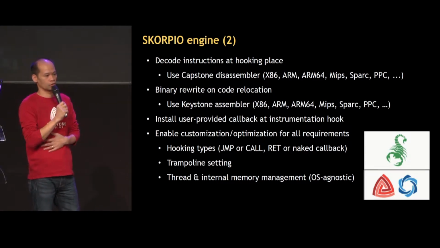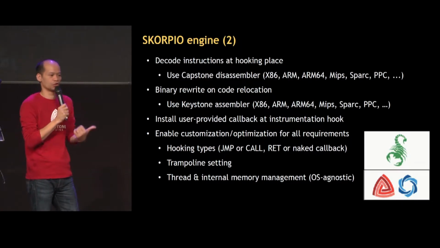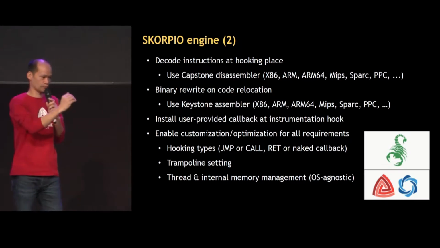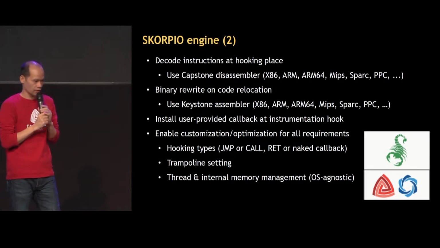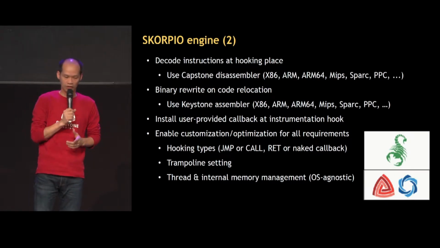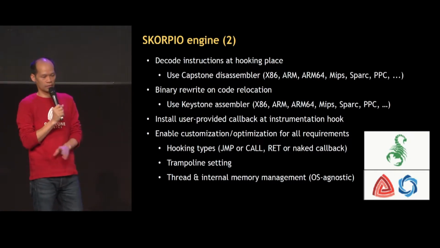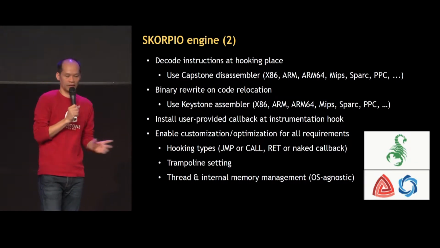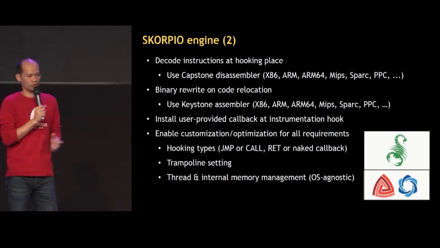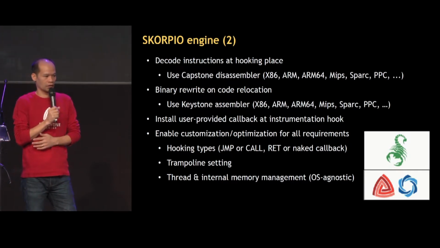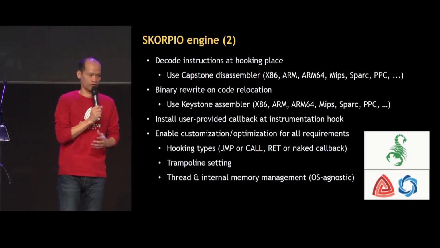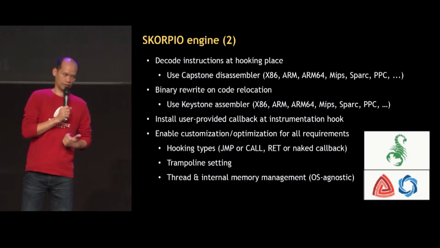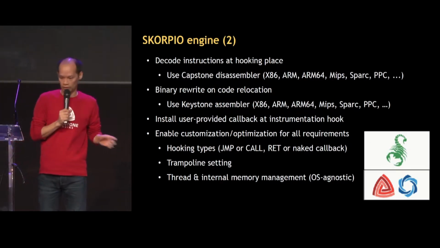This engine allows you to install callbacks. There are some APIs for you to install callbacks at any place in the program. And we support many types of optimization and customization for all requirements, so we can optimize your fuzzer as best as you can. We support many types of hooking. We have many options for you to customize, and we support threads and internal memory management. So Scorpio works on all operating systems.